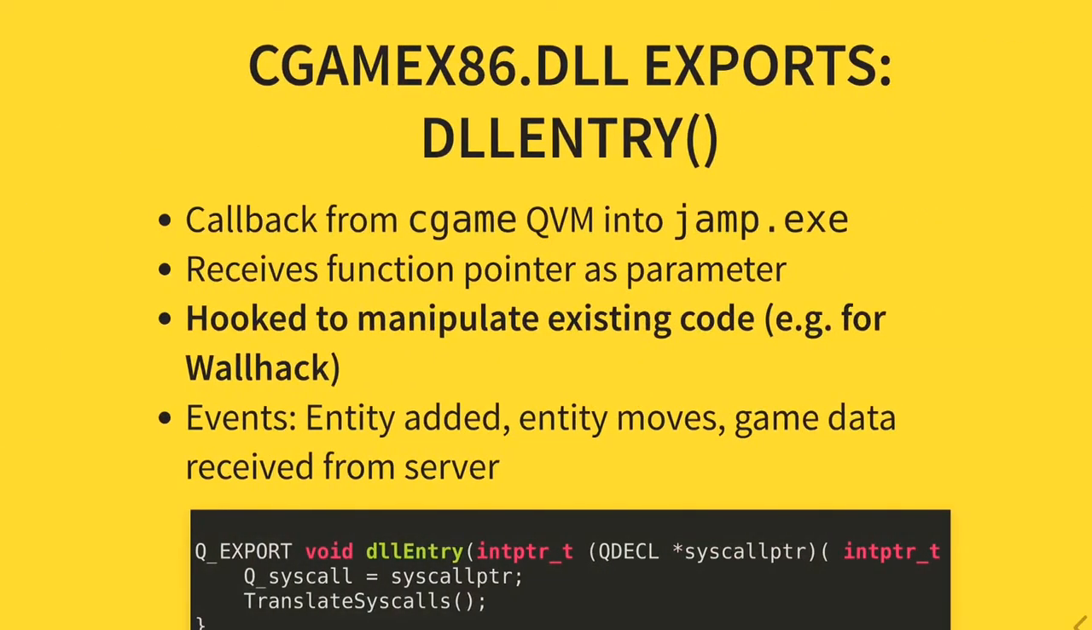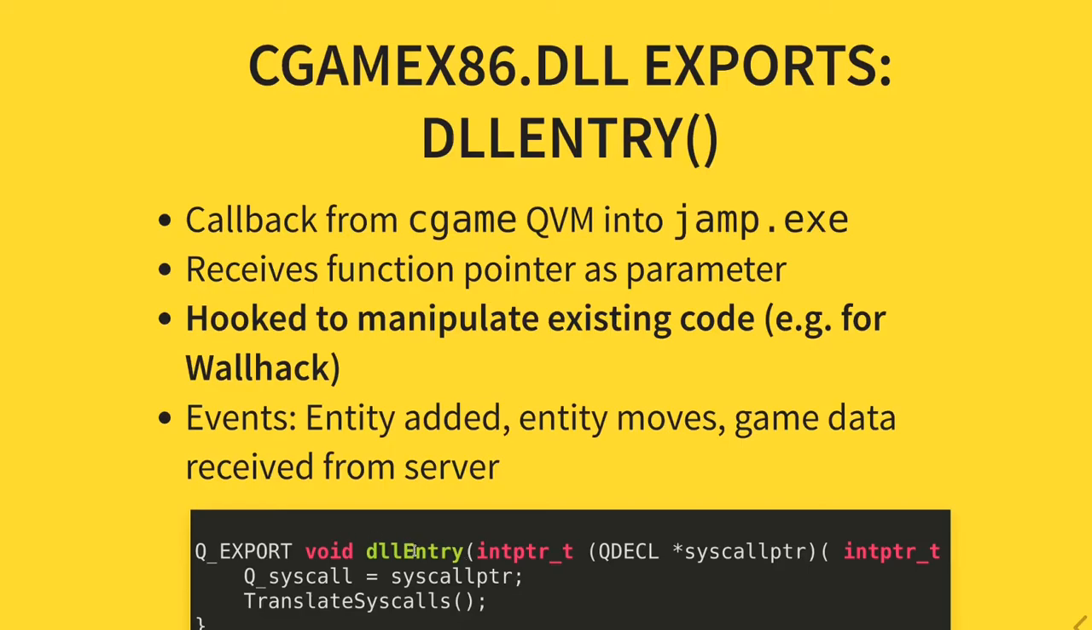And then there's the dllEntry export. It allows the cgame QVM to perform callbacks into the main process. So for example, if a new player is being added to the screen, or if a player moves on the screen, or new game data is being received from the server, then this QVM will perform callbacks into the main executable.